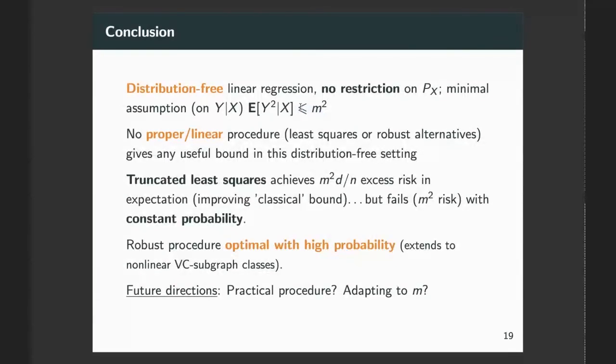And it would be nice also to try to be adaptive, to not need this knowledge. This is not easy. The typical way to do it would be Lepski's method, but in this case, we have very little control, we have almost no assumption on Y. So it seems a bit hard. I don't know if there is a way to do it.